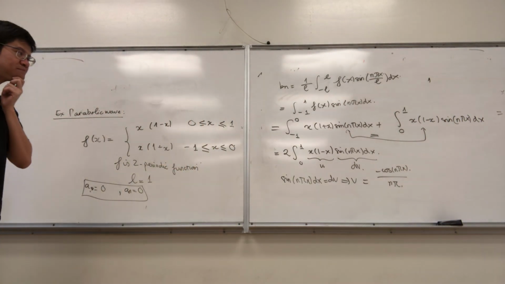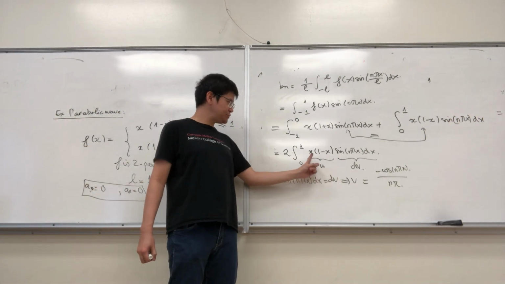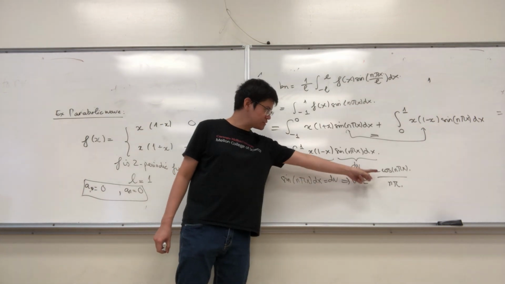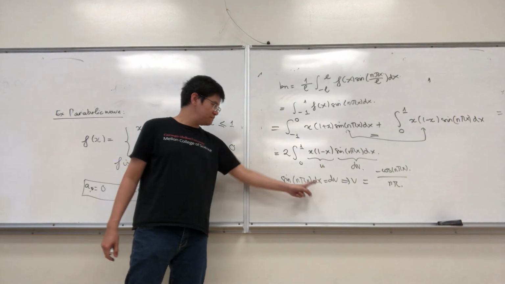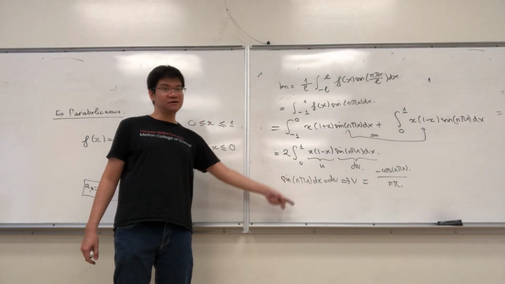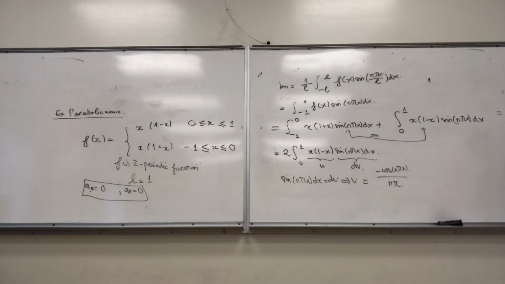All right. So let us continue with this. So I have u, which is x times 1 minus x, and v, which is minus cosine n pi x over n pi. So v is computed because here I have sine n pi x dx as dv, which means that v prime is sine. So v should be the antiderivative of sine, which is cosine. So I have this formula. So I'm going to replace: this is u, and this is v, right?